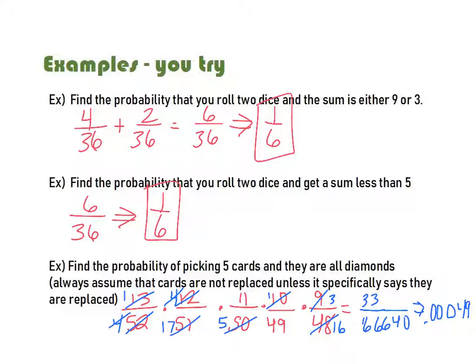The second example, again, went back to the chart. Less than 5 means it'd be a 4, a 3, or a 2. There were 6 possibilities of all of those.